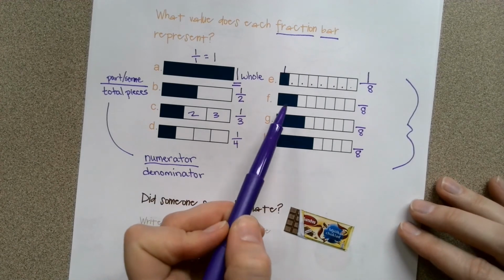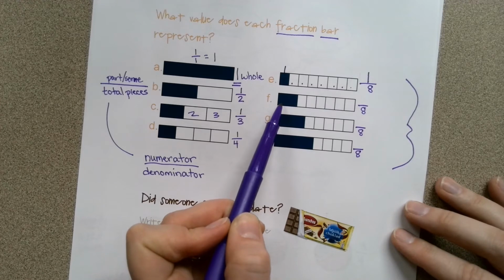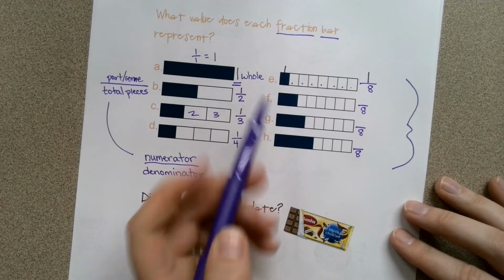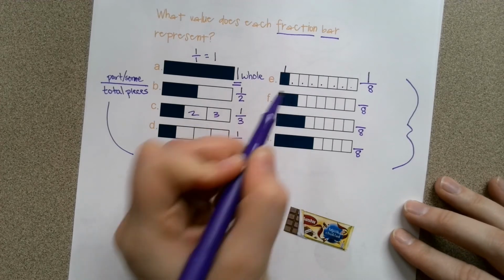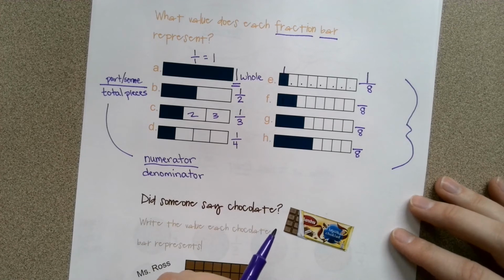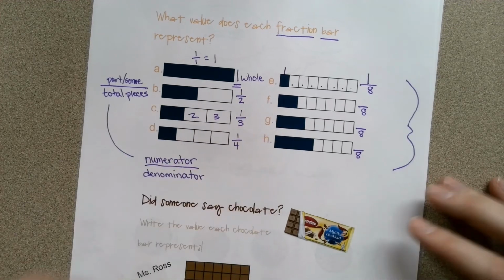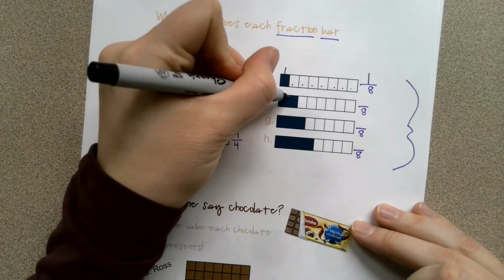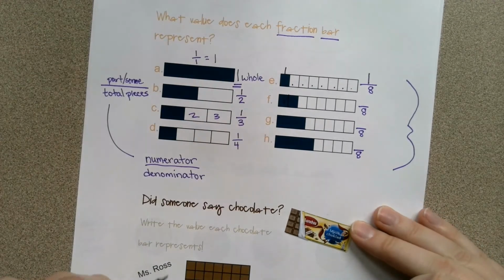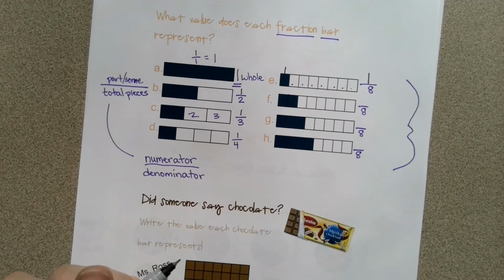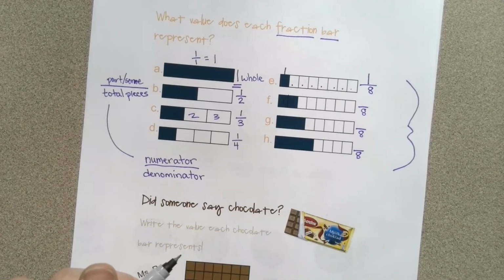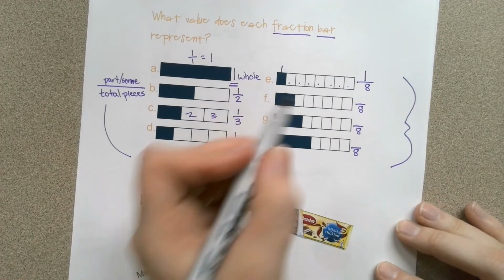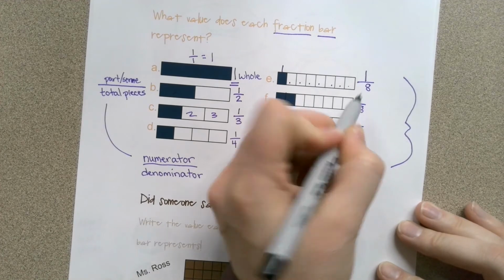When we look at F, we have 2 pieces, 1, 2, shaded in. And we know that it's 2 because of the fraction bar above it. That fraction bar above it helps us see that there are 2. So we can put a 2 in the numerator.